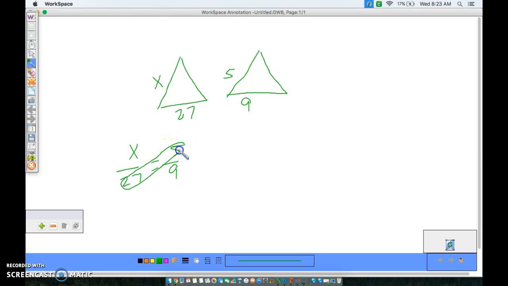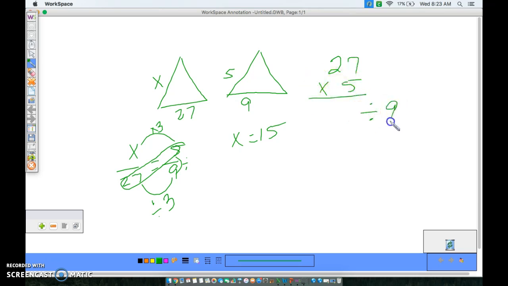And you can cross multiply and divide, or you can just use proportional reasoning and say, I know that 27 divided by 3 gives me 9. So that means that 5 times 3 will give me X, and X would equal 15. If you cross multiply and divide, you're going to be doing 27 times 5, and then whatever that answer is, you're going to divide it by 9, and that answer is still going to give you 15.